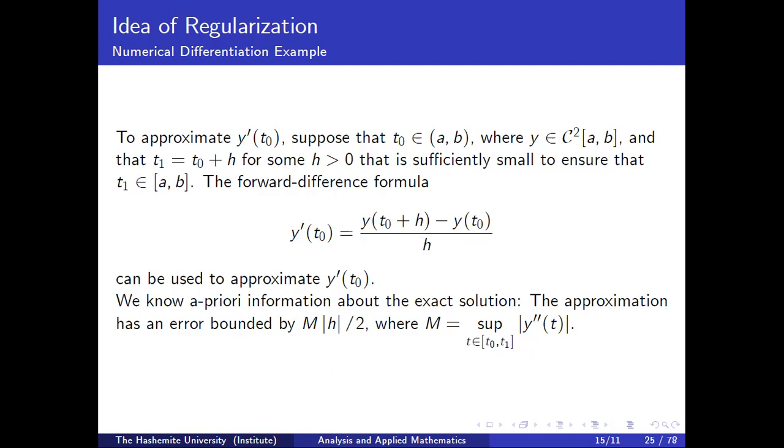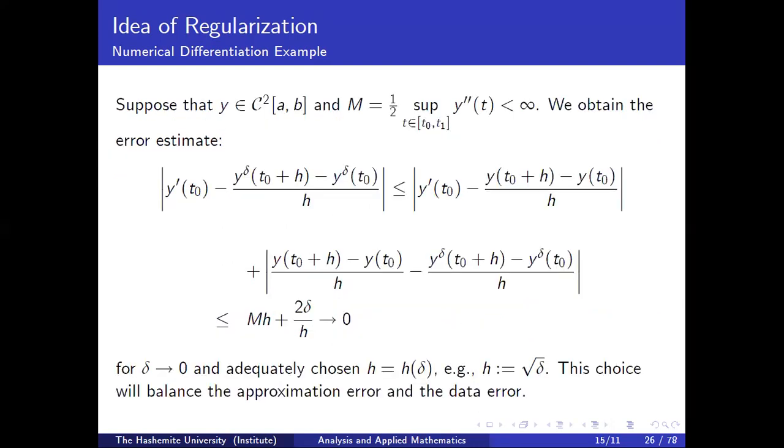And from numerical analysis and using Lagrange interpolation, we know that the maximum error in using this formula to approximate y prime at t naught is this term, Mh over 2, where M is the absolute maximum of the second derivative of the function.